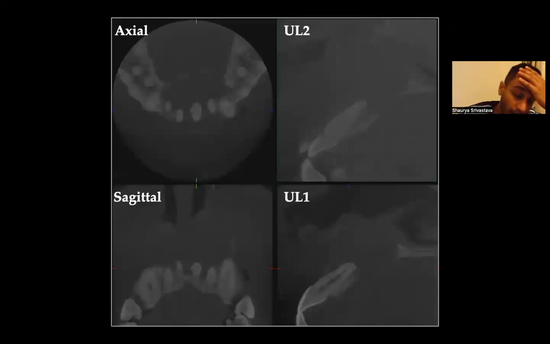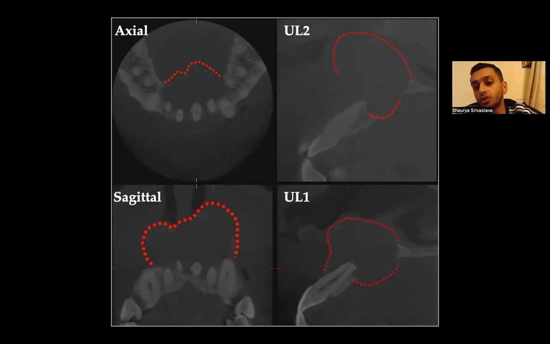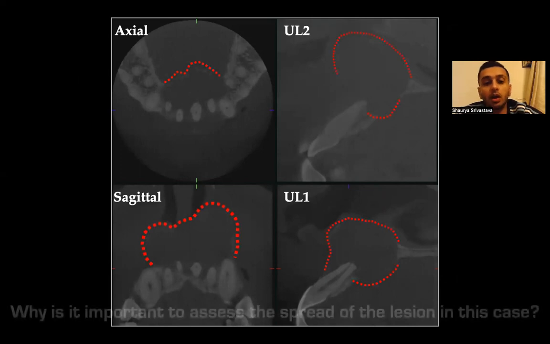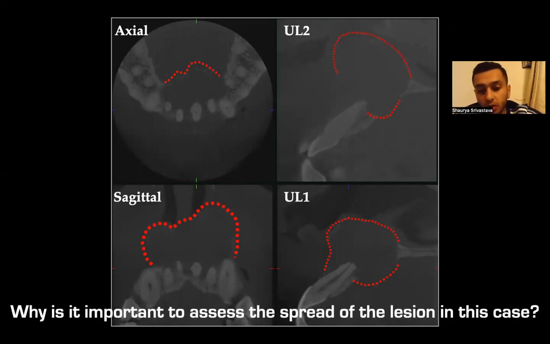going on back to the diagnostic front, my bad. So we took a scan, of course. As you can see on the axial plane, this is the extent of the lesion. On the sagittal plane, that is how far it goes. That's how big your lesions are, okay? Associated with upper left 2, upper left 1. And the question is, why is it important to assess the spread of the lesion in this case?